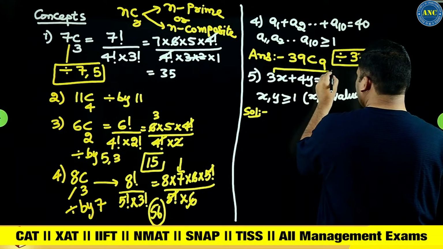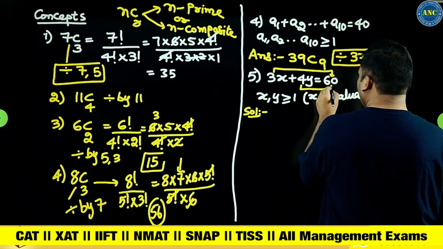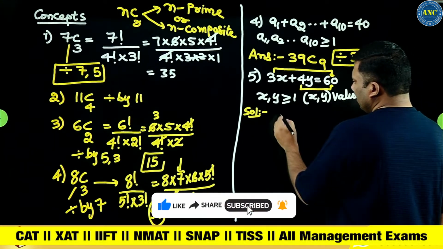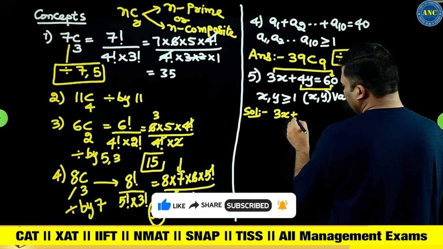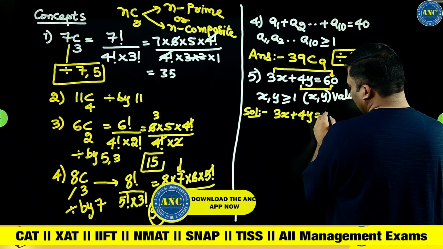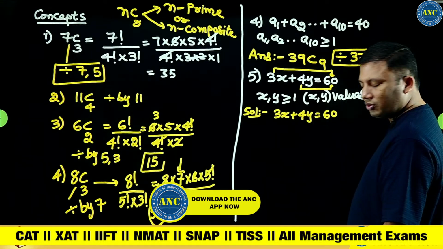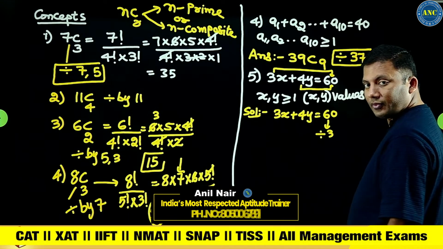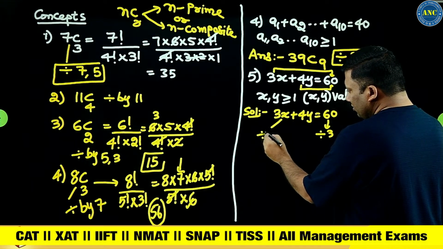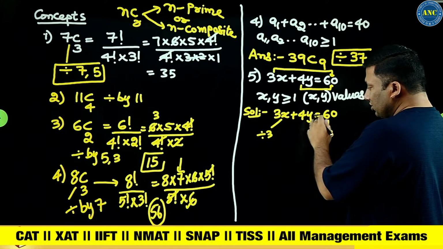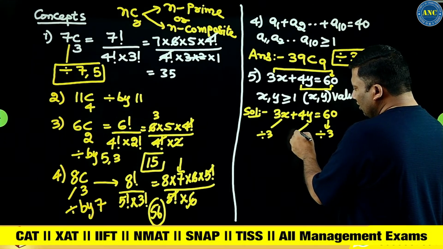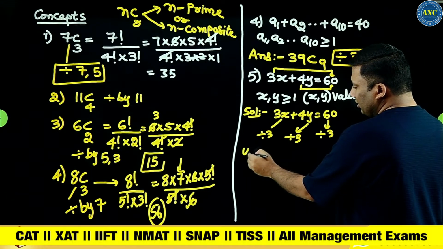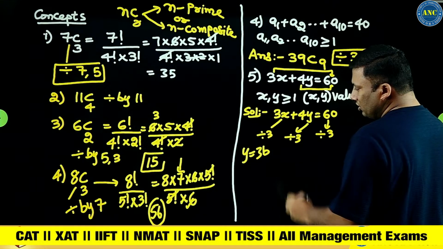3 is a factor of 60. 4 is also a factor of 60. See here, 3x plus 4y is equivalent to 60. Step number 1: 60 is divisible by 3. 3x is also divisible by 3. That means 4y should be divisible by 3. 4 is not divisible by 3, that means y should be divisible by 3. Y I am calling as 3b.